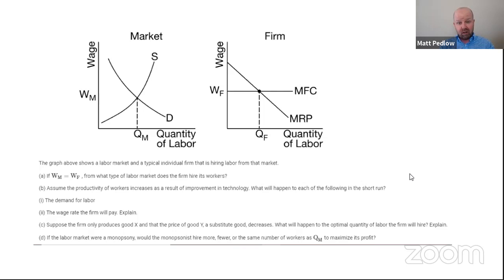So boy, this is like a 3-stepper. You got to think about what's going to happen in that market. Then what will happen to the market for the other good? And then what's that going to do for labor? These are outstanding questions. And then part D, if it were a monopsony, would the monopsonist hire more or fewer or the same number of workers? Perfect, easy stuff. You guys are getting it.